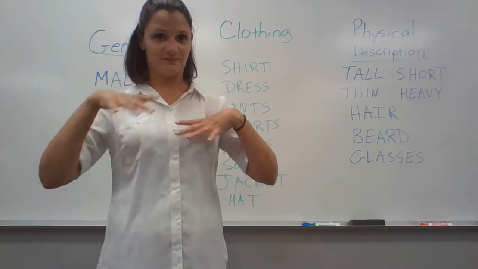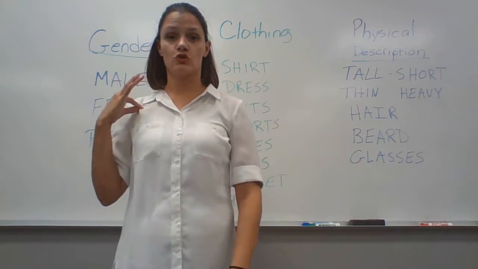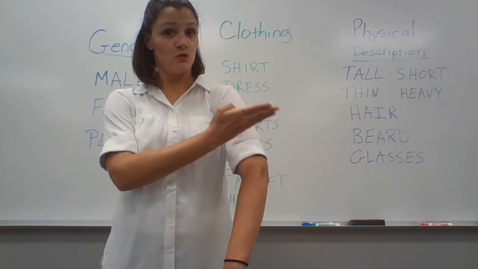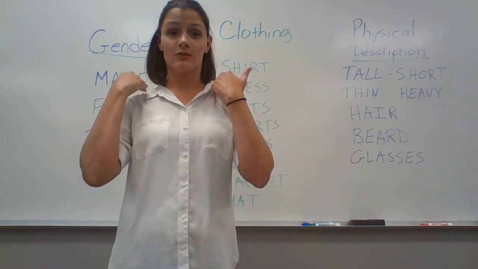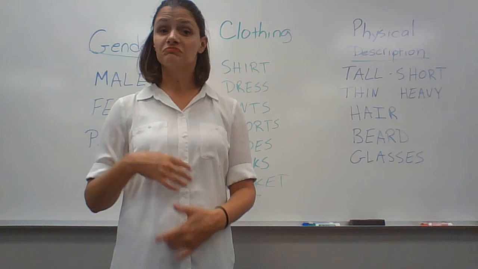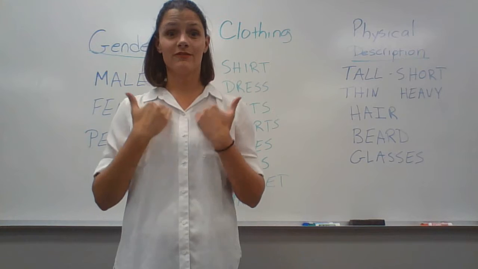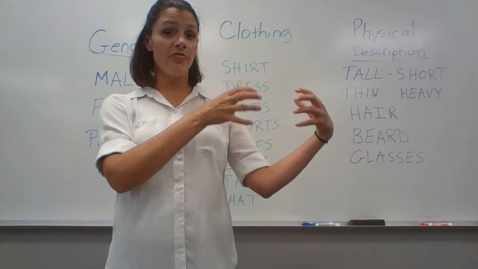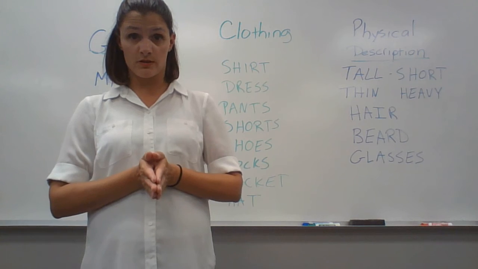Clothing. Short sleeve shirt, V-neck shirt, scoop neck shirt. You identify the item before you tell me what it looks like. Shirt, white, short sleeve, collar, V-neck, buttons. We're going to get into more of these descriptions as we go, but know I have to have a thing in ASL before I can describe a thing. Make sure you go back and review your colors.